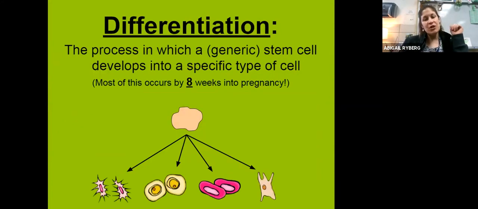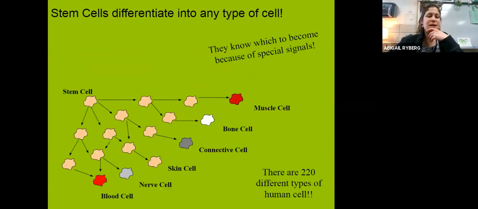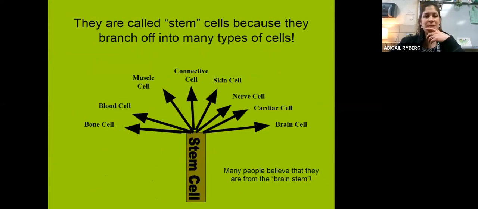The term differentiation is what we call the process in which a stem cell develops into a specific type of cell. So we take a stem cell, make it a red blood cell. We take a stem cell, make it a bone cell. Take a stem cell, make it a liver cell. There's 220 different options for the fate of every cell in our body. So stem cells can differentiate into any type of cell, and remember, there's 220 different types. We call them stem cells because they have the ability to branch off into so many different types of cells.